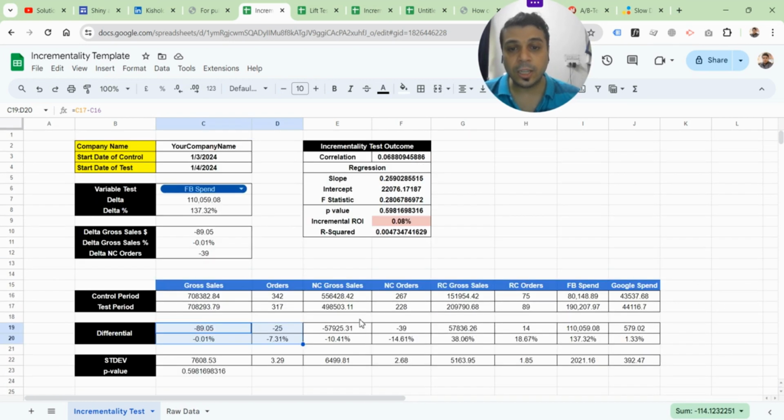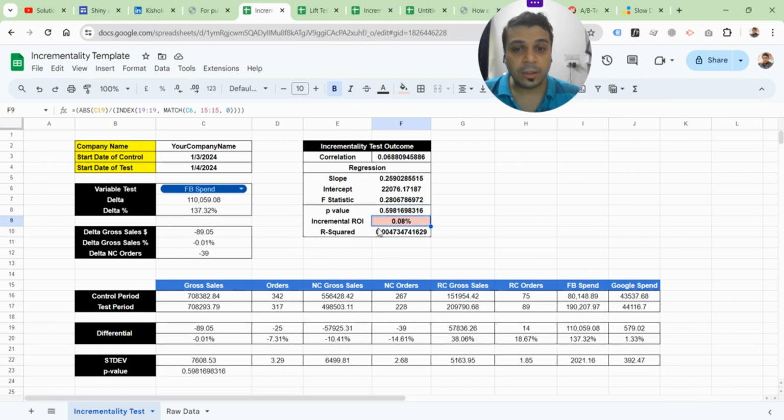But if you have to actually statistically prove that there is causality, you have to do statistical testing for that, and for that you have to find out things like the regression slope and the F statistic and p-value, and then you can look at the incremental ROI percentage. Okay, so the p-value here, if our alpha, for instance, for a 95% confidence interval, would be 0.05, and therefore, as you can see here, it's much more than that, right?